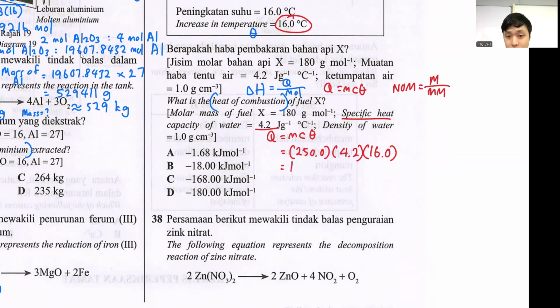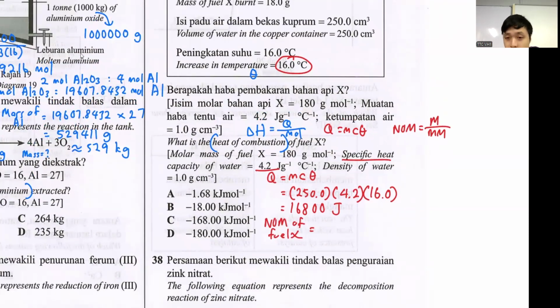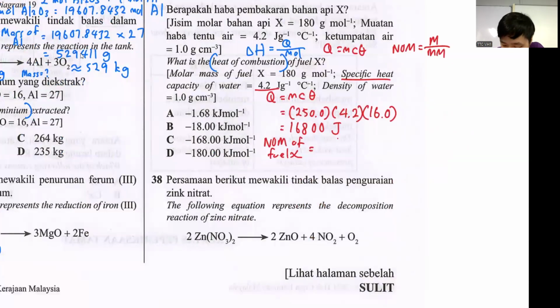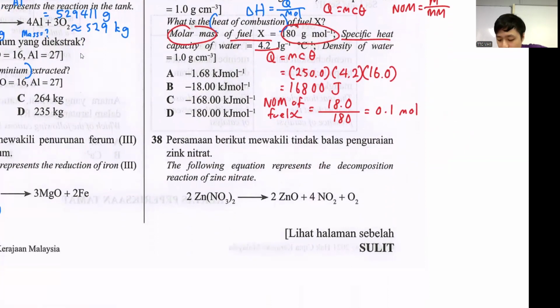I believe you will get 16800 joule. Then number of mole. Number of mole of fuel X is mass over molar mass. Mass of fuel X burnt is 18.0 gram. Molar mass, they already told you here. In this question, they told you molar mass is 180. So 0.1 mole. It means the final delta H.